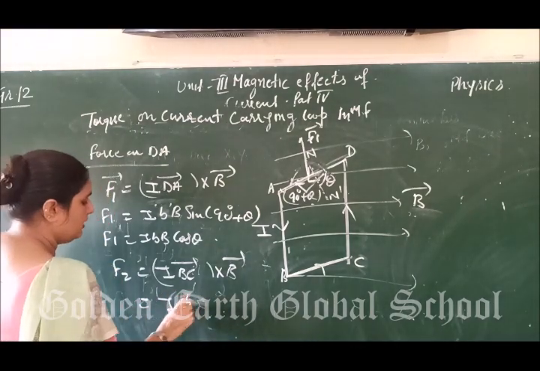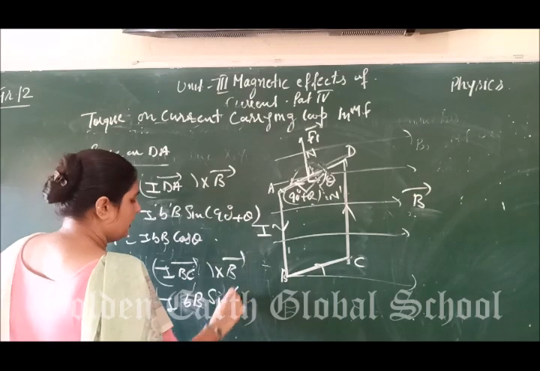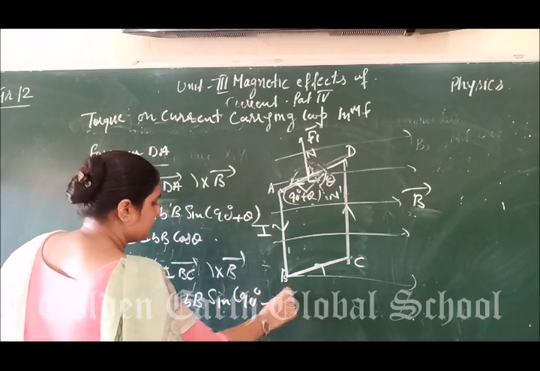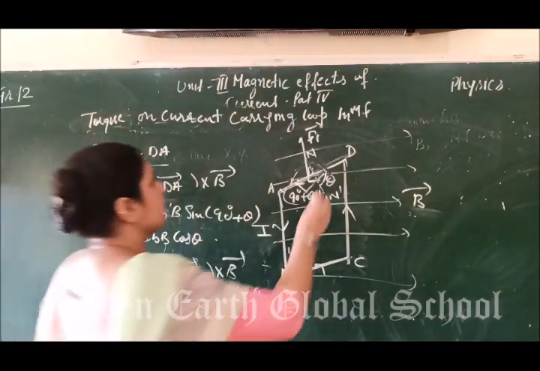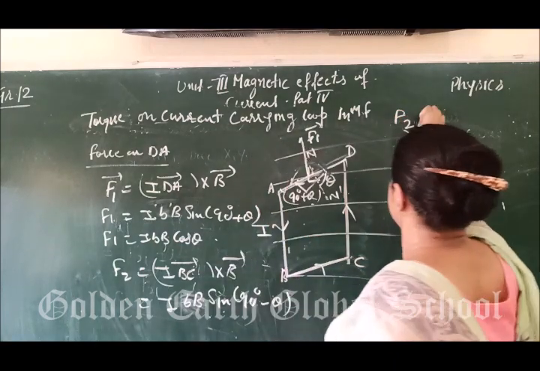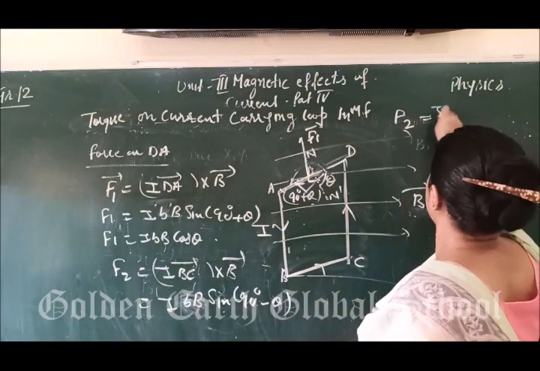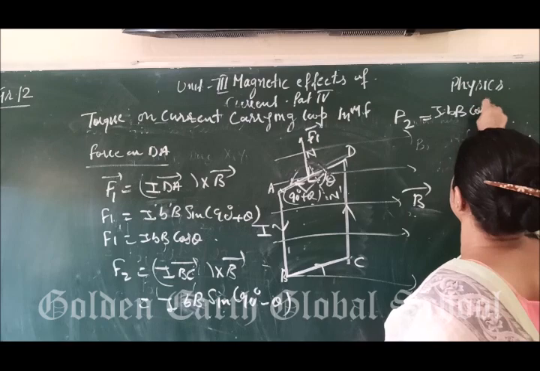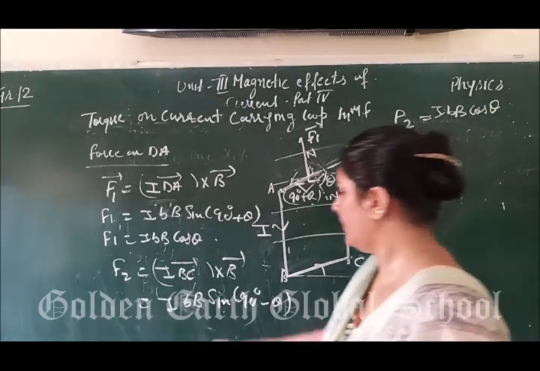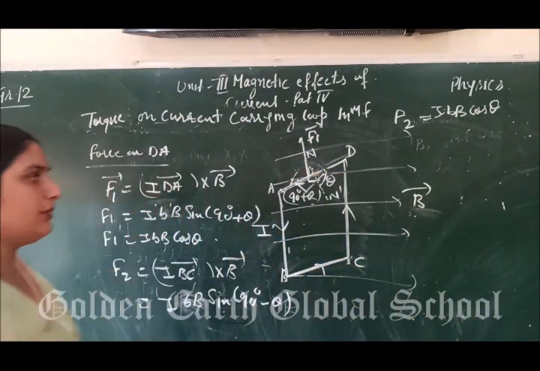BC is the B sine, here will be 90 minus theta. From here you will get F2 is equal to IBB cos theta. How I calculated it is the 90 degree minus theta.